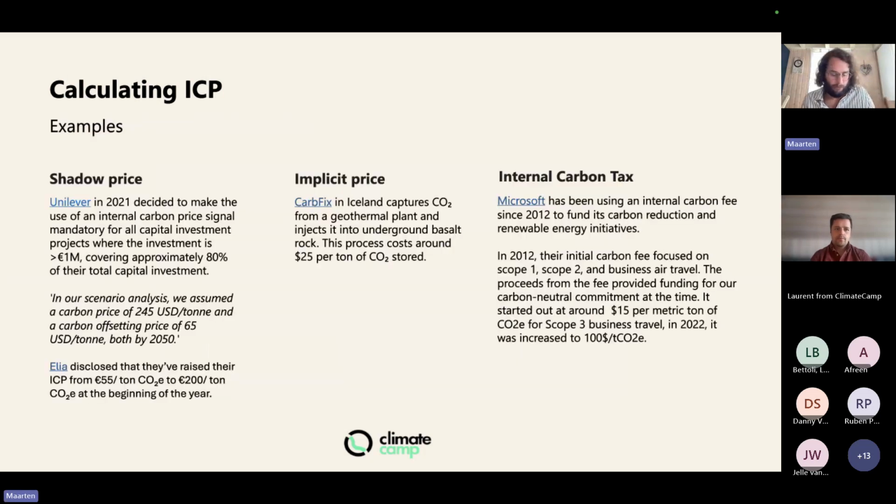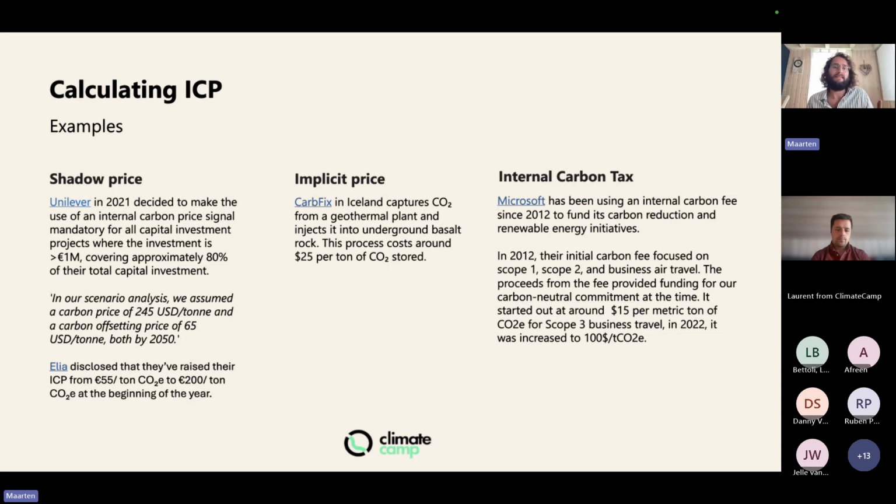Now, I want to give you some examples just to give you an idea. You are not alone if you want to start with internal carbon prices. A lot of companies across the globe are already implementing it. Unilever, for example, in 2021, decided to implement the shadow price for all CapEx investments over 1 million, which covers approximately 80% of their total capital investment.